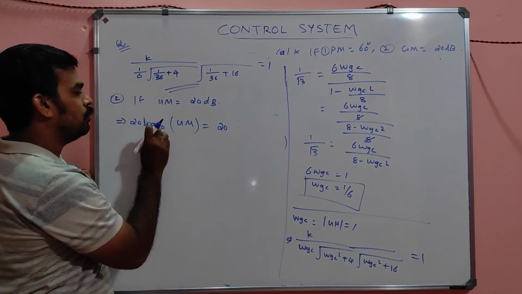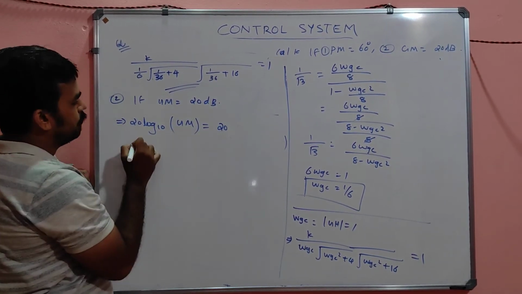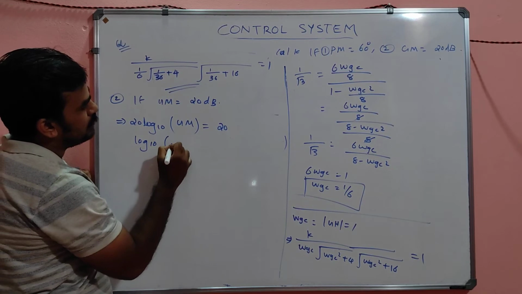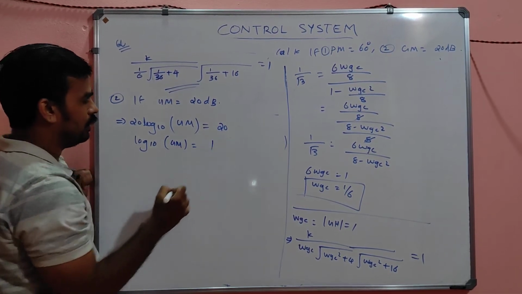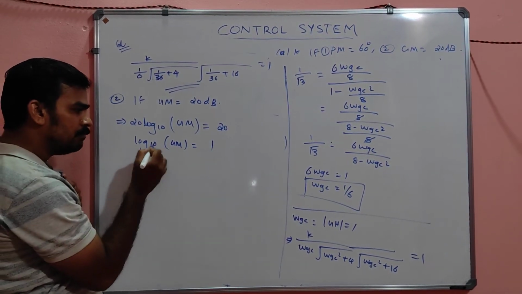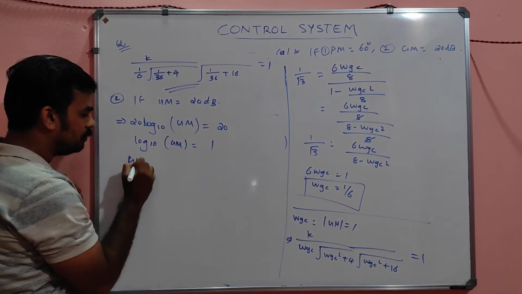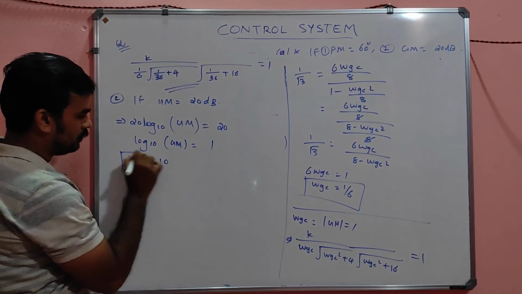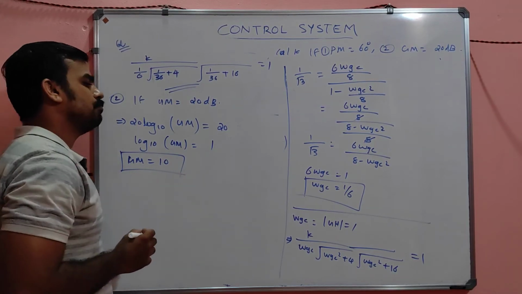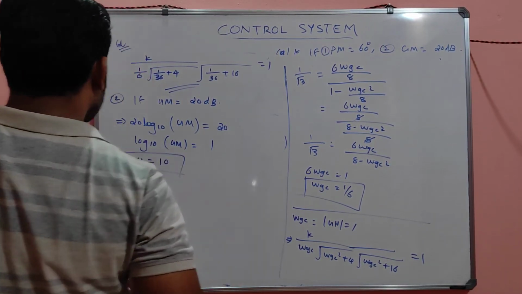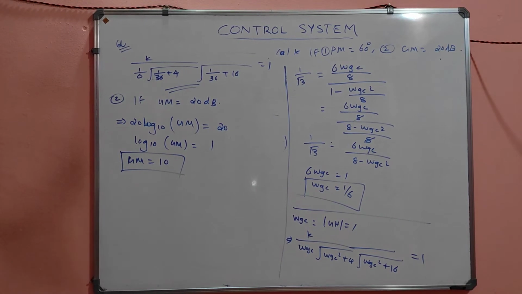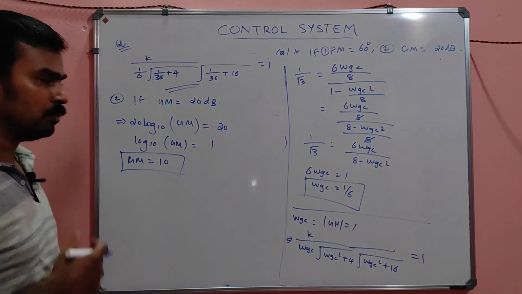20 log 10 of GM is equal to 20, which means log 10 of GM is equal to what? 1. What value of GM will make log to the base 10 equal to 1? So GM will be equal to simply 10. GM will be equal to simply what? 10. So in magnitude we found gain margin equal to 10.